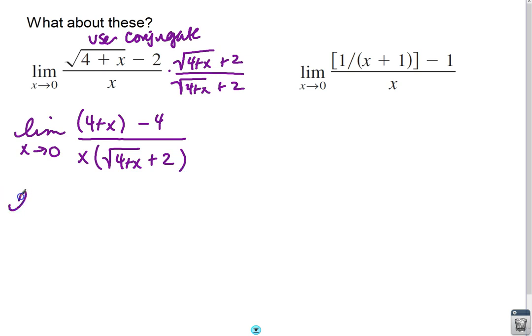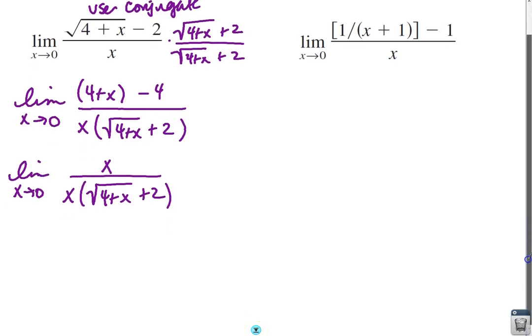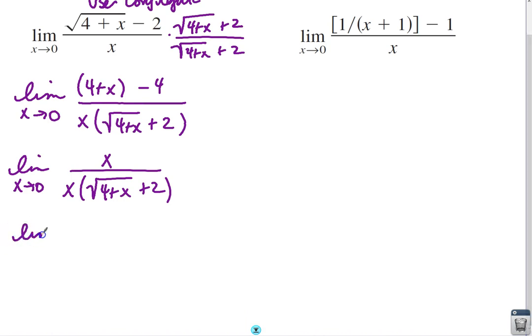Okay? So then I've got the limit as x approaches 0. 4 plus x minus 4 reduces to just x over x times the square root of 4 plus x plus 2. Remember how I told you that this is going to just cancel out in the end and be pretty on its own? Yeah, found it. So the limit as x approaches 0 of 1 over the square root of 4 plus x plus 2. From here, I can plug in 0 directly into this. Oh, we were supposed to try that at the beginning, and I forgot. Let's pretend that we did.